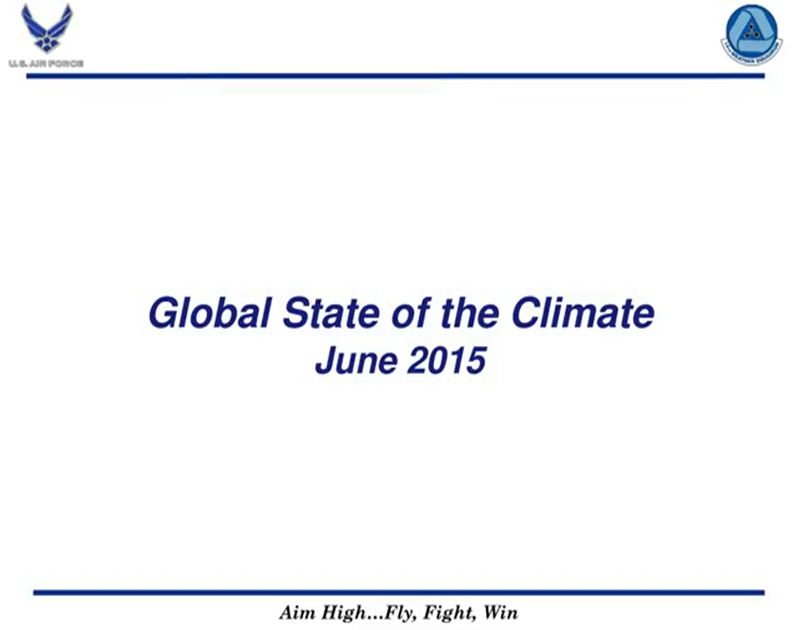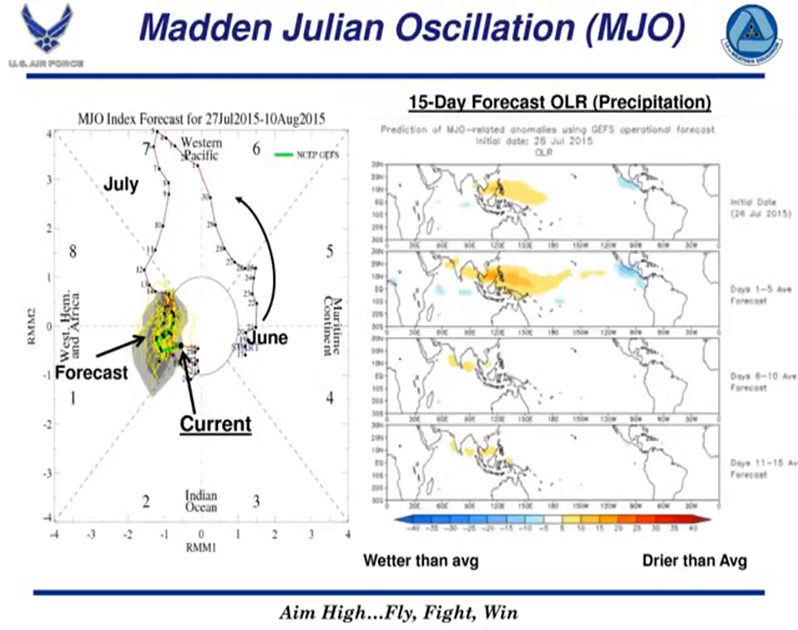First, we will review the current and forecasted phase of the MJO. Remember, the MJO is an intraseasonal fluctuation of primarily the tropical Indian and Pacific Ocean, responsible for the majority of short-term weather variability in the atmosphere and ocean.